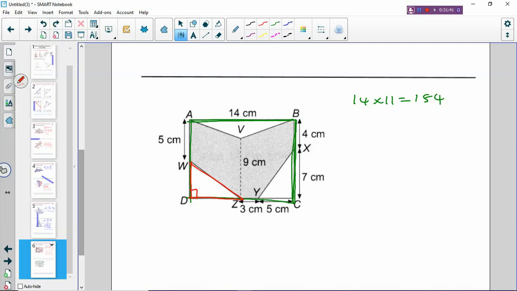You take 14 minus 3 minus 5. That will give you 6 cm. Okay, the base is 6 cm. Then what's the height? That will be 4 plus 7 is 11. 11 minus 5, the height is 6 cm.